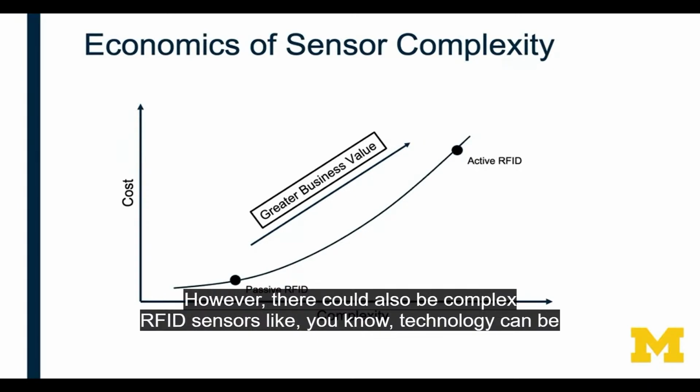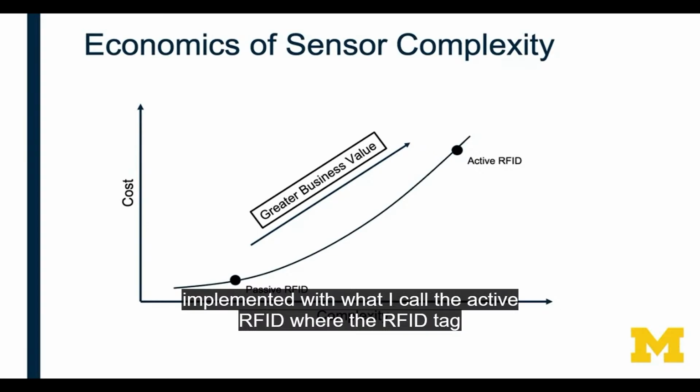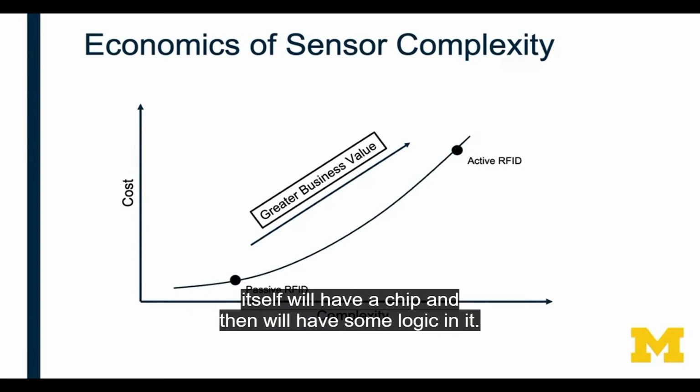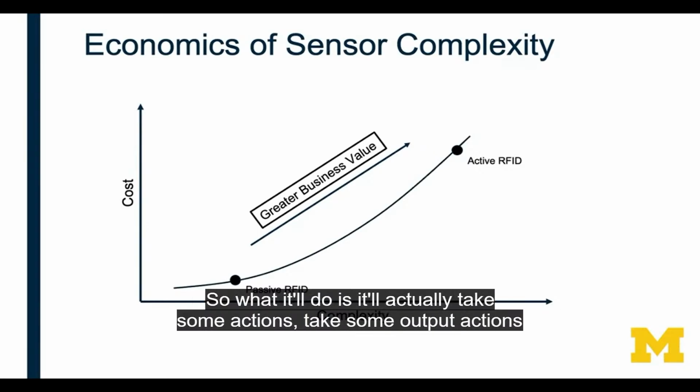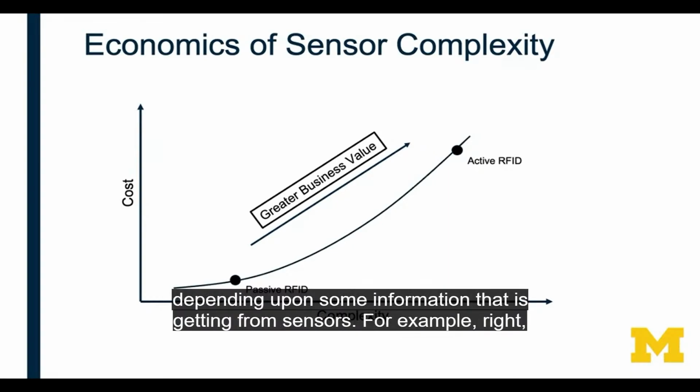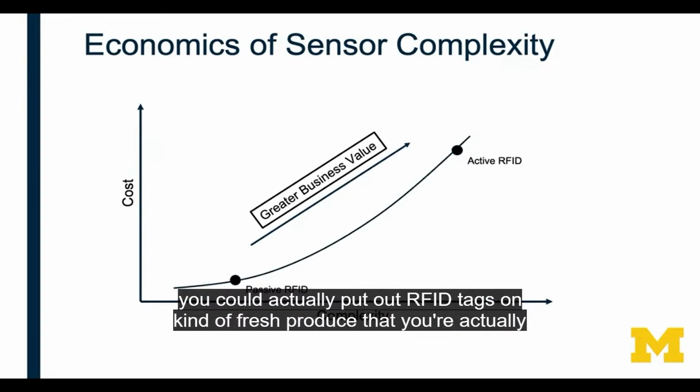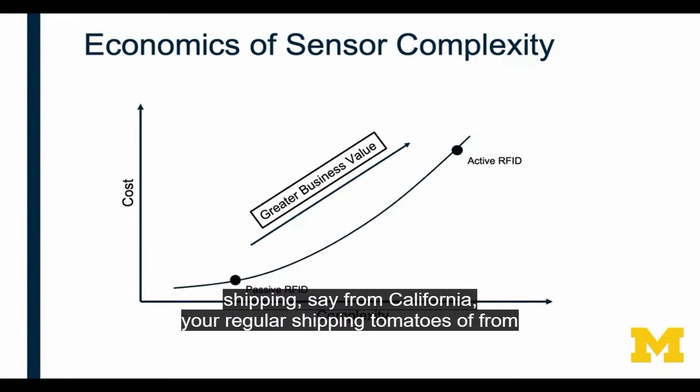However, there could also be complex RFID sensors, like technology implemented with what I call active RFID, where the RFID tag itself will have a chip and some logic in it. So it will actually take some output actions depending upon information it is getting from sensors. For example, you could put RFID tags in fresh produce that you're shipping, say tomatoes from California into Michigan.